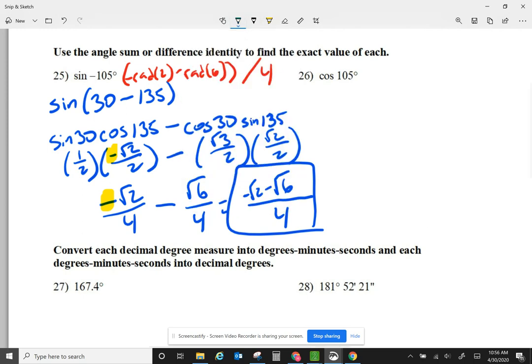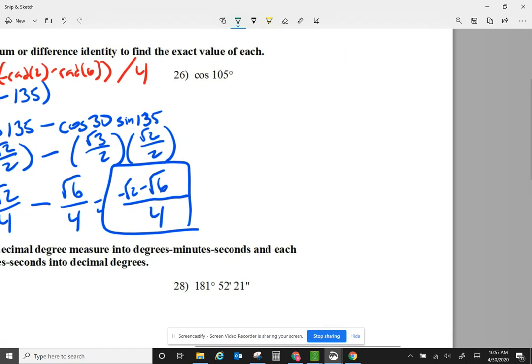Now let's take a look at question number 26. I'm thinking either add or subtract two numbers that when you add them or subtract them is equal to 105. And the only angles you can choose from are the angles that we have in the unit circle. So in my case, I'm just going to do cosine. Now the two numbers I'm going to add that is equal to 105, I'm going to go 60 plus 45.